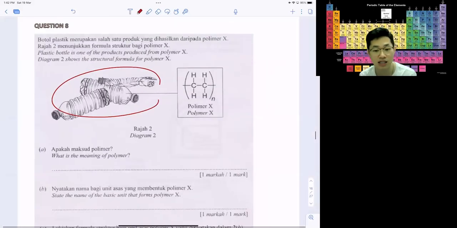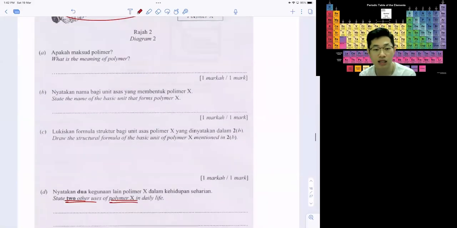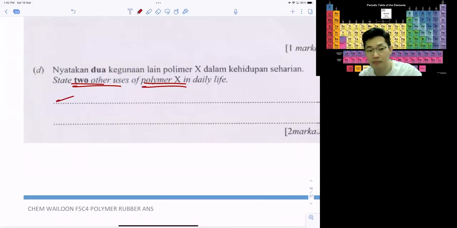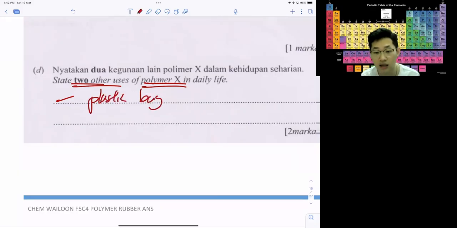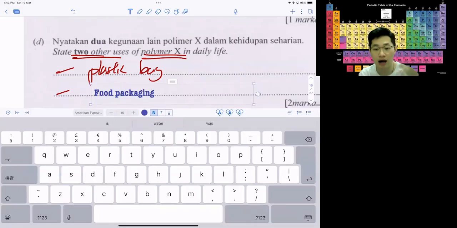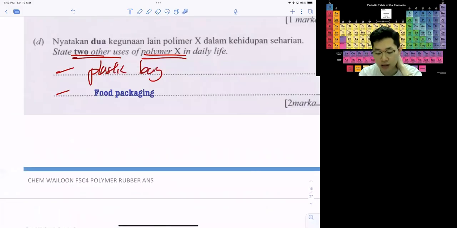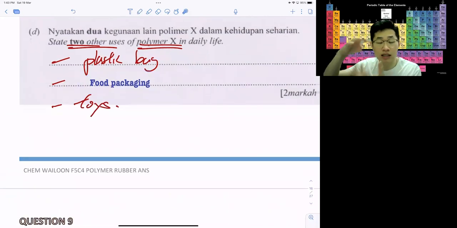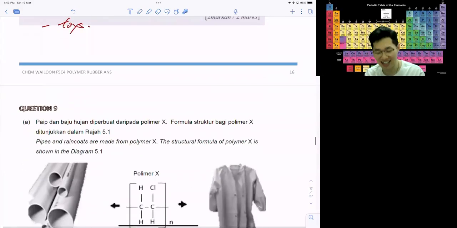2 other uses of polymer X. Polyethylene. Other than plastic bottles, it can be used to make plastic bags and food packaging. Plastic containers also can, toys also can. Food packaging is not the polystyrene. This is the transparent one. When you open the cover, it's like that.